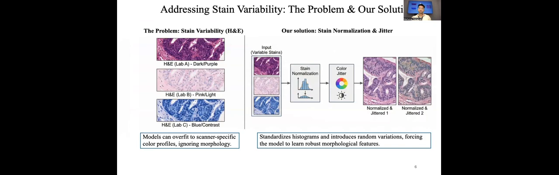Pathology models overfit to scanner-specific stain profiles. To overcome this issue, we use aggressive normalization and color jittering to strip away these non-biological cues, forcing the model to focus purely on structure.